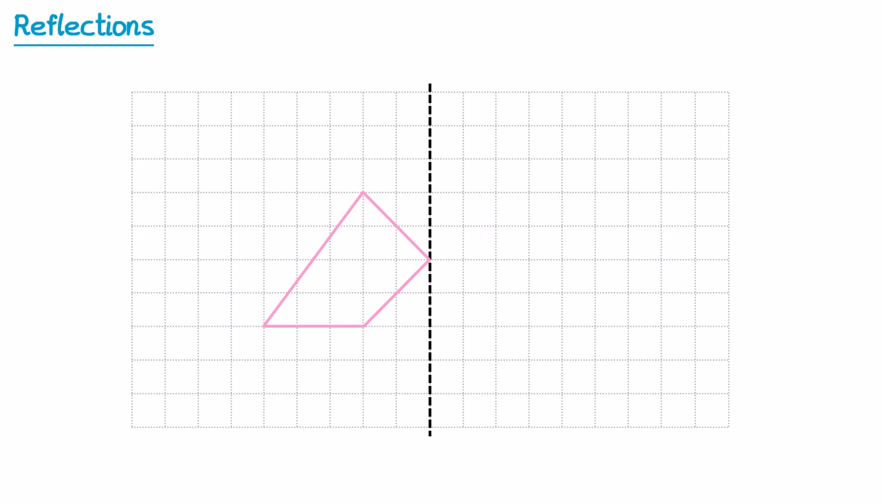Let's try with a second shape. This time, this shape is actually touching the mirror line. The point that's actually on the mirror line doesn't need to be reflected at all. That will stay in the same place, but we do need to do the other three. Let's start with the one at the top.